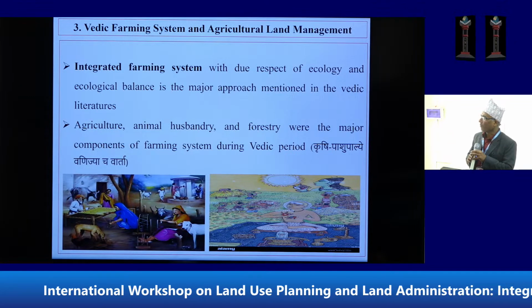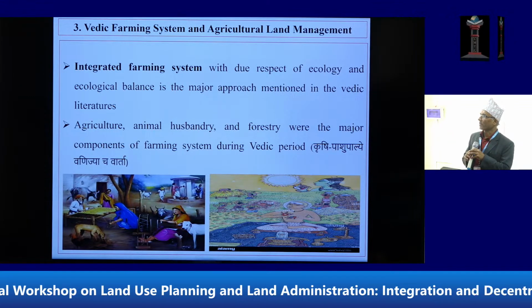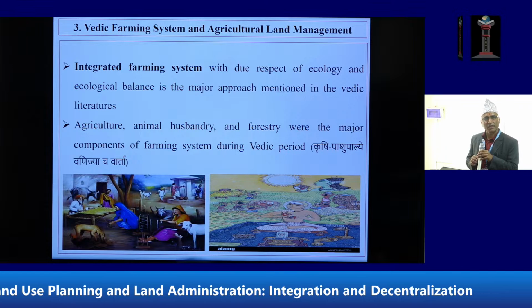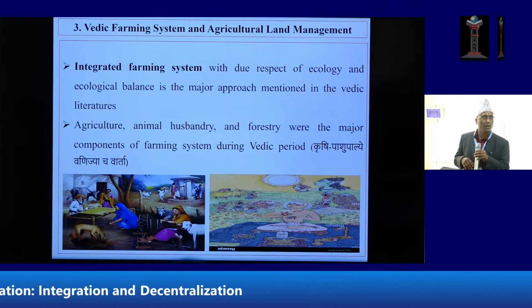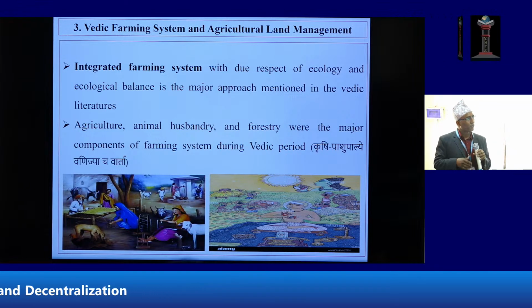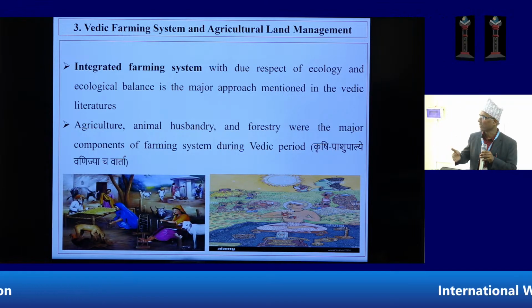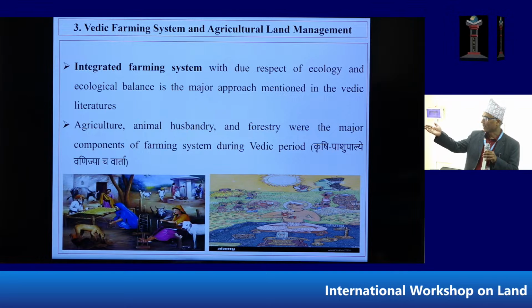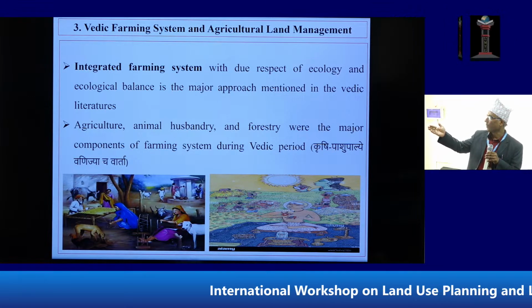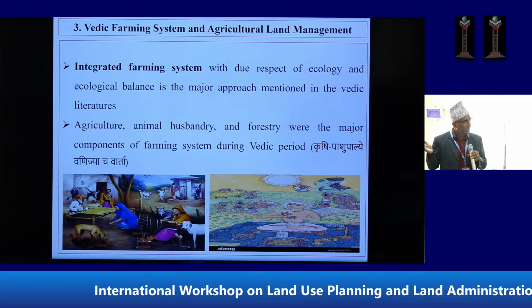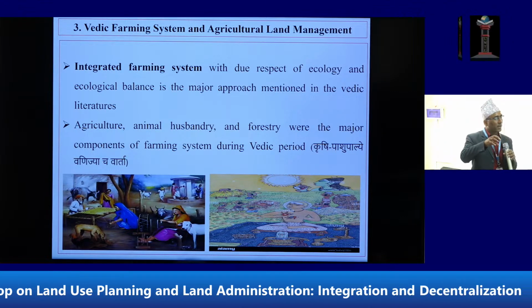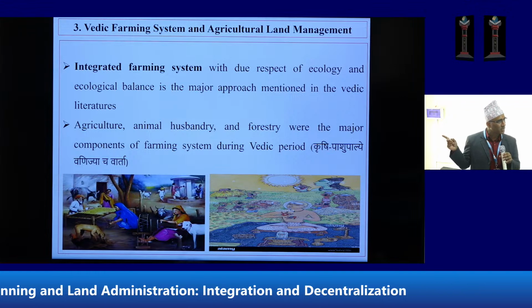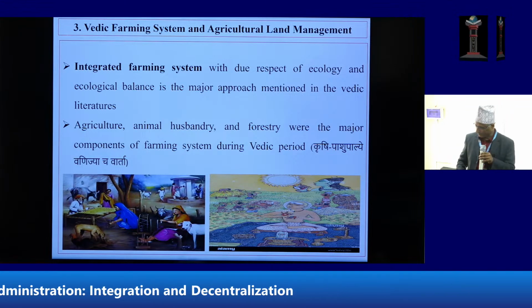Next is the Vedic farming system. The integrated farming system was popular at that time, and even now it is an integrated farming system. There is good integration of agriculture, livestock, forestry as well as business. There is one saying from the Kautilya Shastra: Krishi Pasupalya Vanijya Varta. It means the major sources of livelihood at the time were agriculture, livestock as well as Vanijya, that is, business.